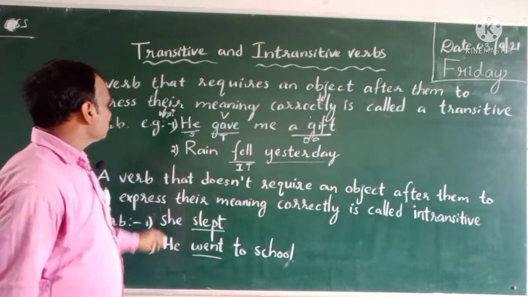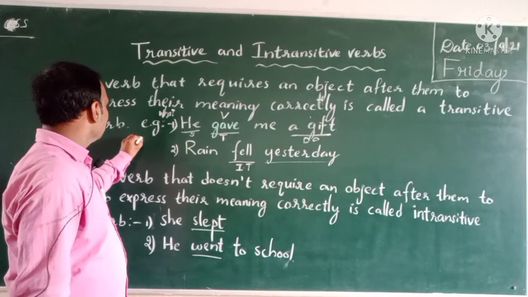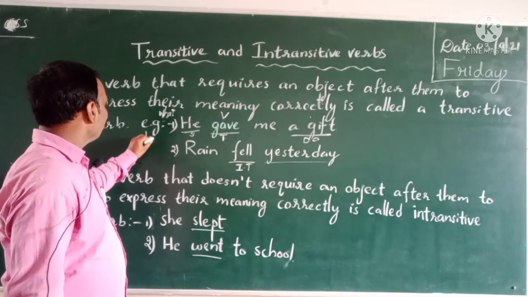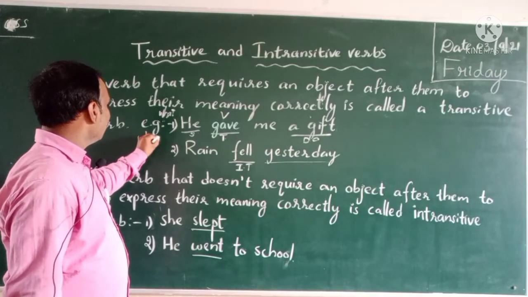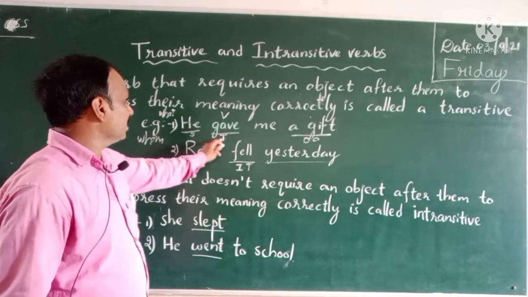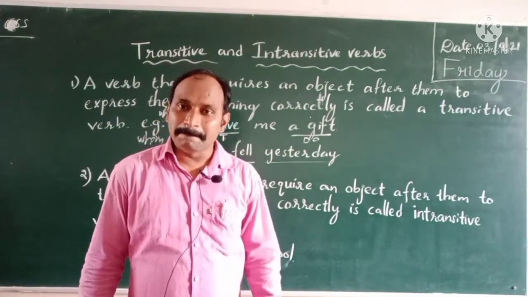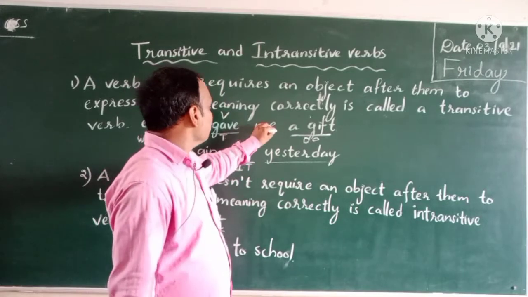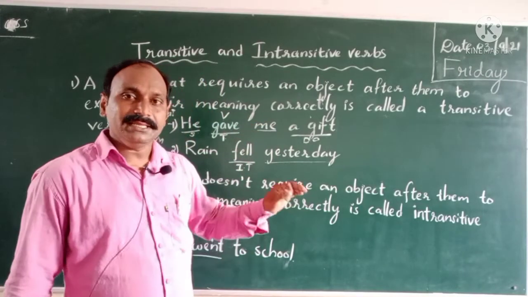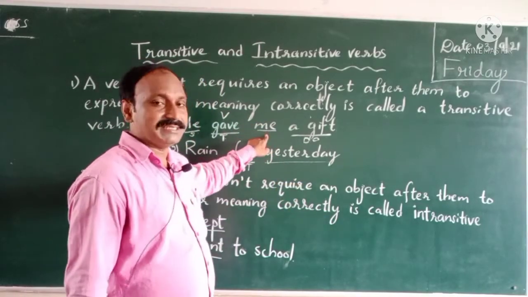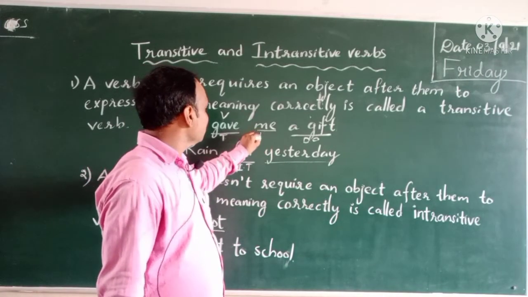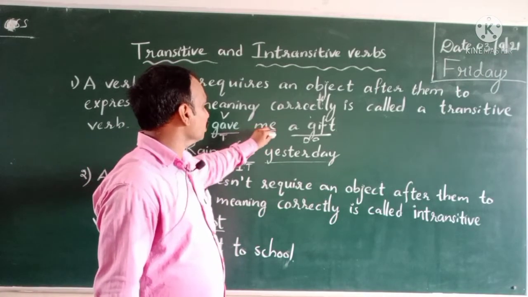Now let us also ask another question here. Whom, or for whom, we will ask here. To whom he gave a gift? Me. So me is the answer here. In the object, if we find some answer here in the example, that is the indirect object.